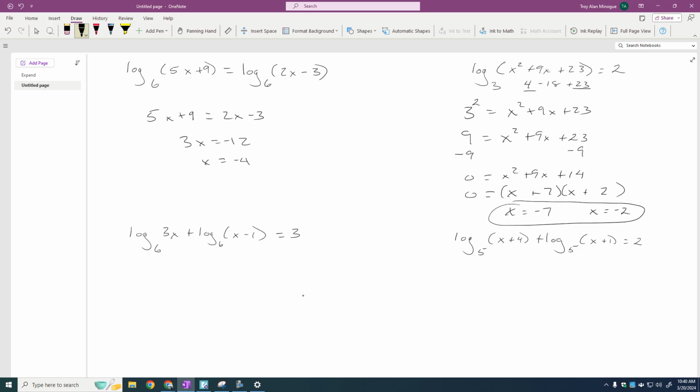Well, I have the log base 6 of 3x plus... So I'm going to write that as a single log of 3x times x minus 1. Because this is a plus, remember from the earlier part in the video, these two condense into a single logarithm being multiplied together. Now I'm going to do what I did over here. Switch forms. 6 to the third power equals this mess right here.